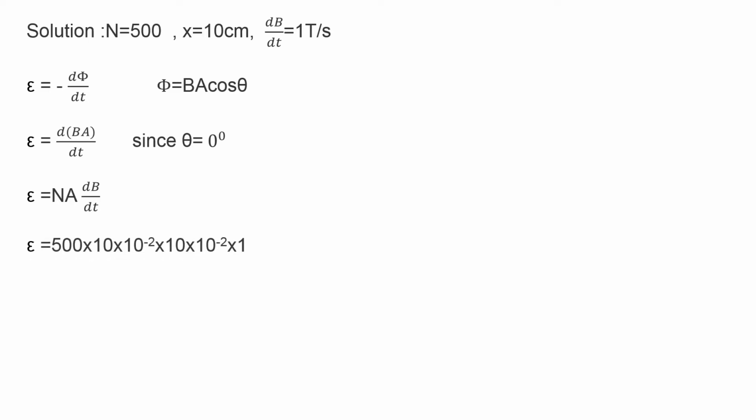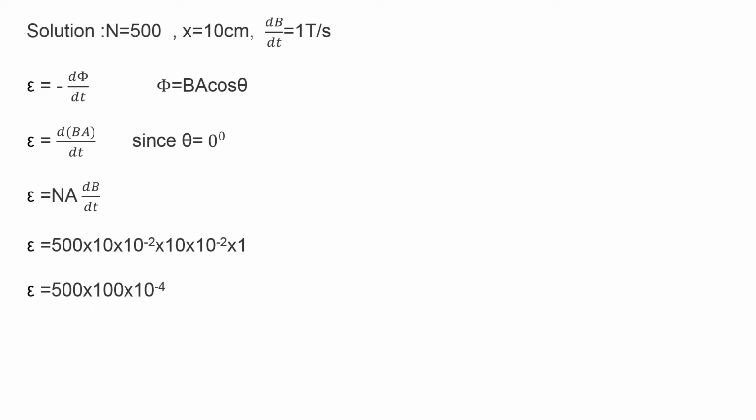Here n value is 500. The side of the square is 10 centimeter, which in meter becomes 10 into 10 to the power minus 2 meter. This is one side of the square, and another side is the same. So side into side gives the area of the square. So 10 into 10 to the power minus 2, into 10 into 10 to the power minus 2, into dB by dt value, that is 1 Tesla per second.